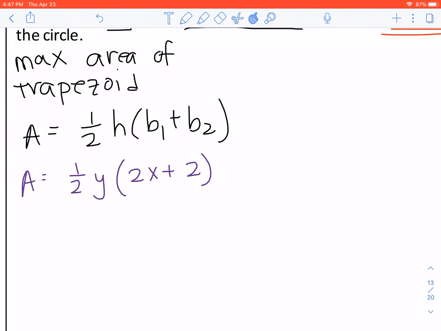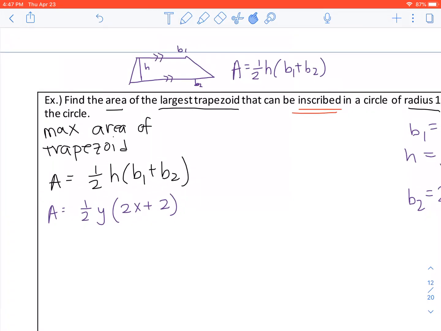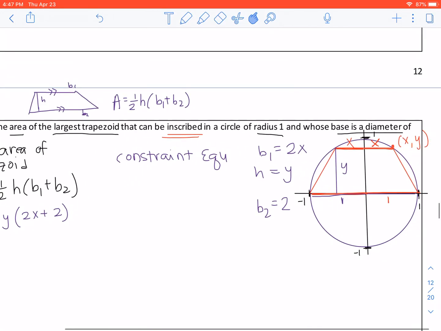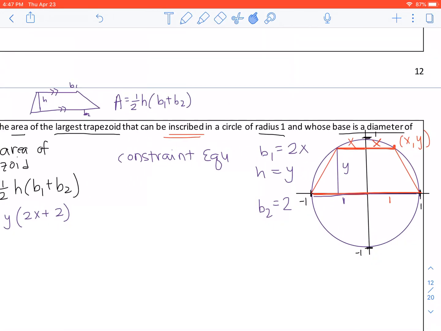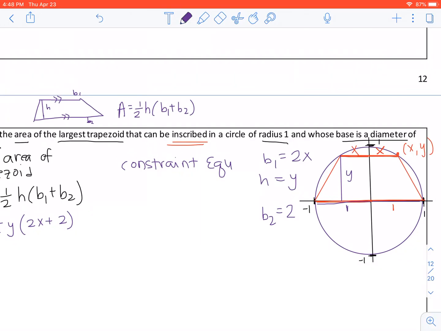And I need to have a constraint equation. Our constraint equation is what's controlling this. Again, it's just being controlled by the size of that circle. So we need to have an equation for our circle. And an equation for the circle, since we have it centered at the origin, is going to be x squared plus y squared equals r squared.